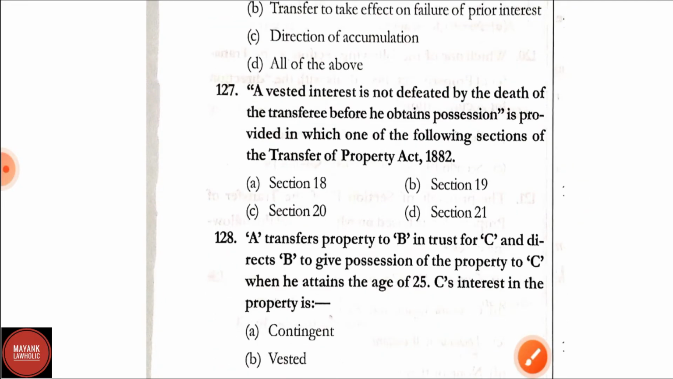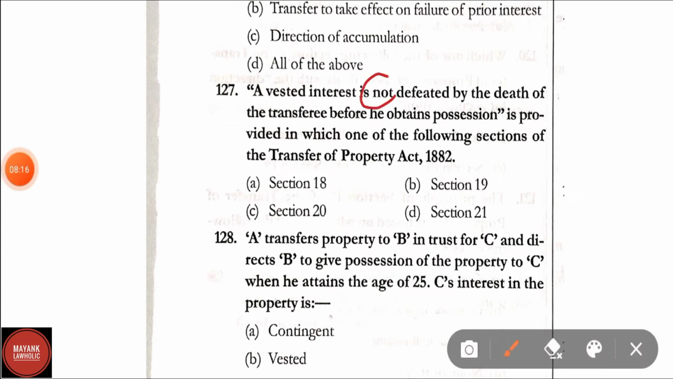Question number 127. A vested interest is not defeated by the death of a transferee before he obtains possession is provided in which of the following section of TPA? Options are section 18, section 19, section 20, section 21. Correct answer is option B, that is section 19.